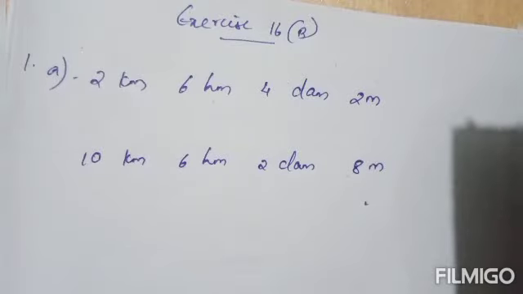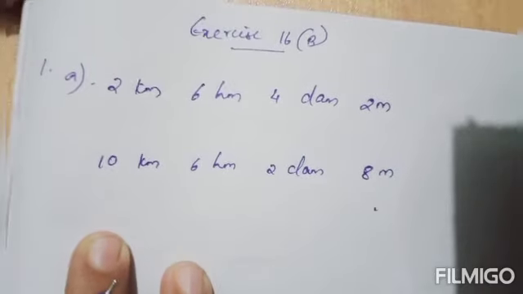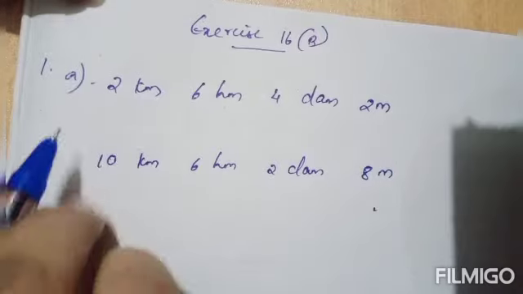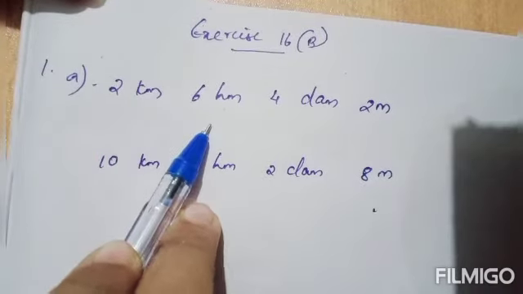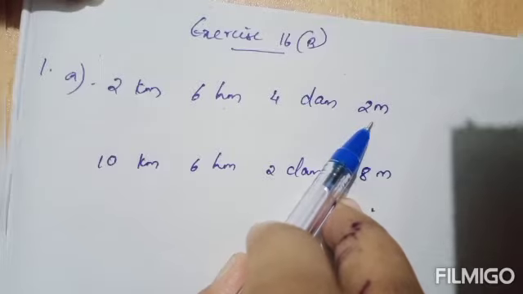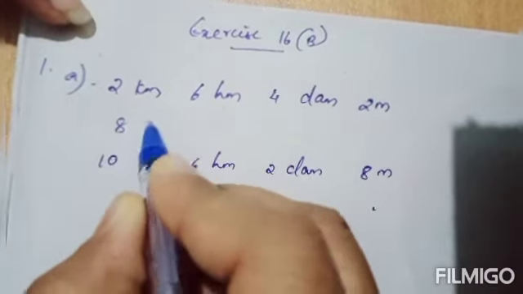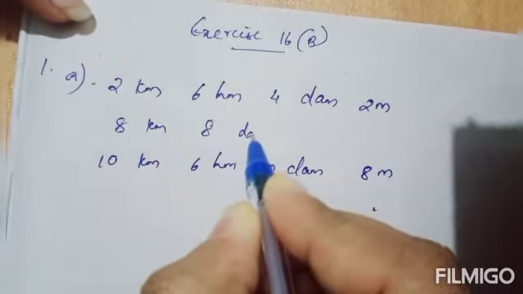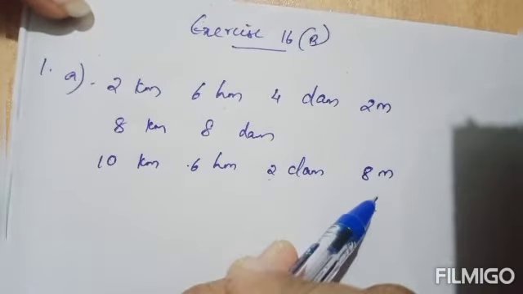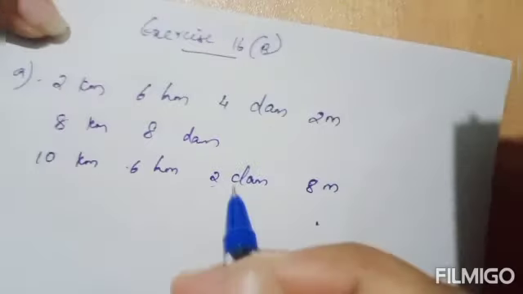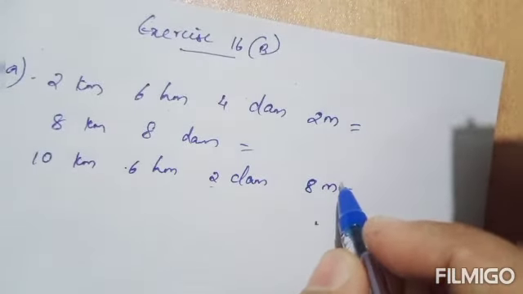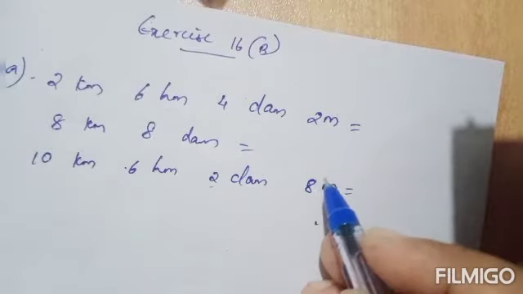Okay. Next topic: fundamental operations in metric measures using decimal notation. Now exercise 16b, in that first question: express in decimal notation and then add. In that A, 2 kilometer, 6 hectometer, 4 decameter, 2 meter. Then 8 kilometer, 8 decameter. Then 10 kilometer, 6 hectometer, 2 decameter, 8 meter. Okay, so you need to write this in decimal notation first. Then you have to add these three.